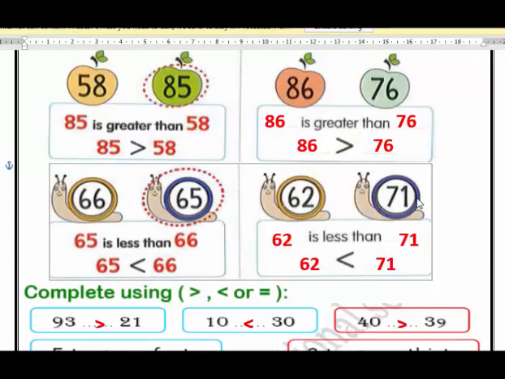62 and 71. Where are the tens in 62? 6. And where are the tens in 71? 7. Which is bigger, 6 or 7? 7. So 62 is less than 71. And to write less than as a sign, it doesn't look at 62. And remember, all the time, the mouth of the fish looks at the biggest number.